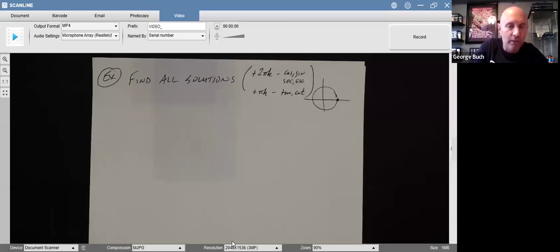Now, the last two we're going to look at will give us an interval on which the answers have to fall, and then that's a little bit different.